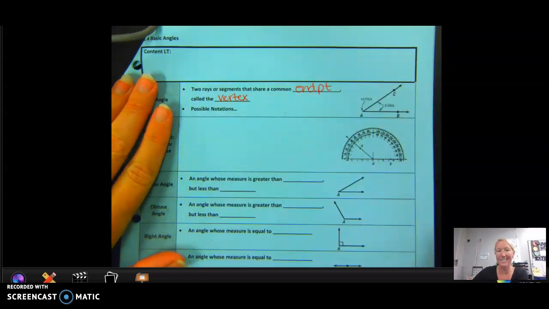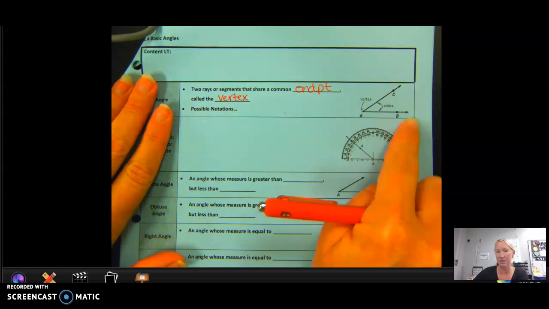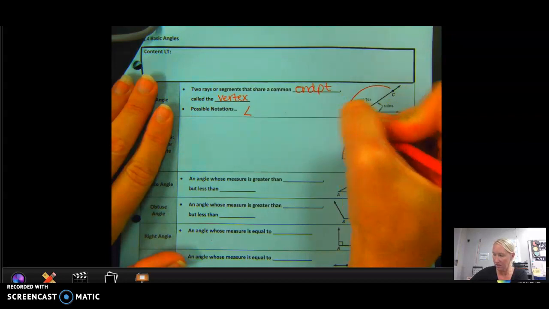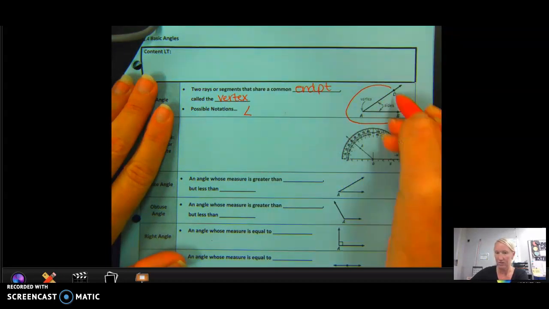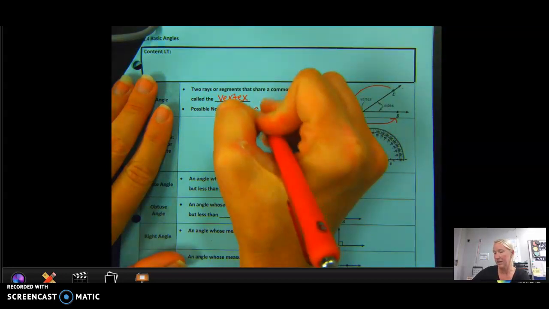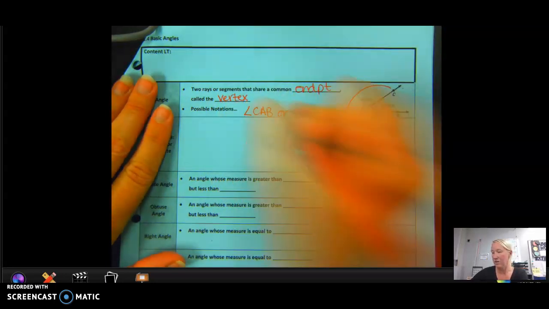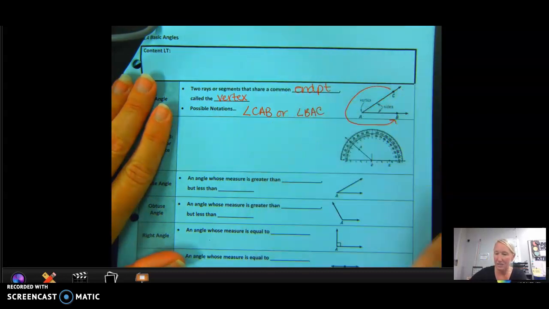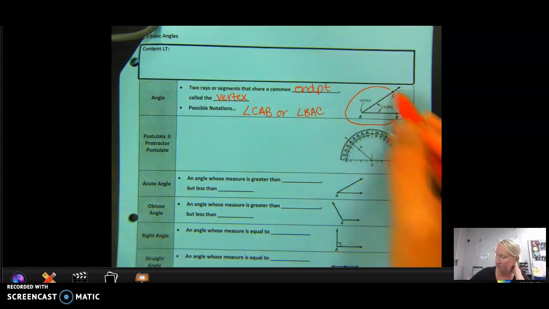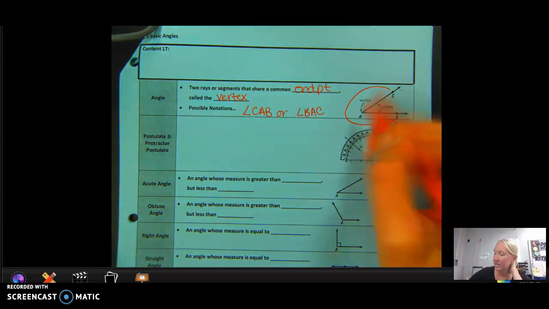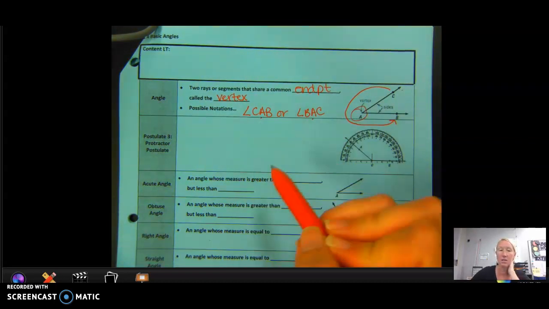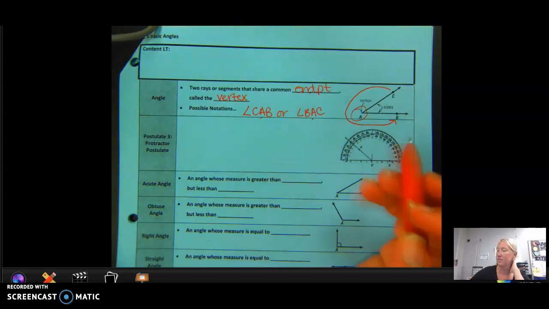A couple of ways that we can name angles. Let's say we're talking about this angle. You go around in a circle, essentially. Start at one of the ends of the rays, and you go around in a circle. So I could call that angle CAB, or I can go the opposite way and call it BAC. What I cannot do is say angle ACB. This A is my vertex, so A has to show up in the middle. Your vertex is always in the middle when you're naming angles.